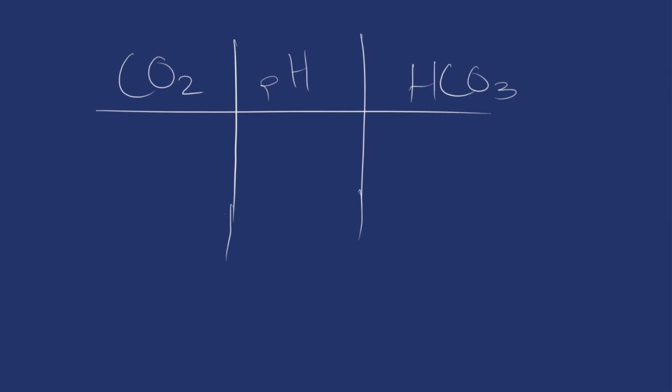So let's try one more. Okay, I'll write some lab values down here. So we'll do a pH of 7.2, do a CO2 of 55, and then a bicarb of 28. Okay. So you can take a second, look at this, try to figure out where you think we are.